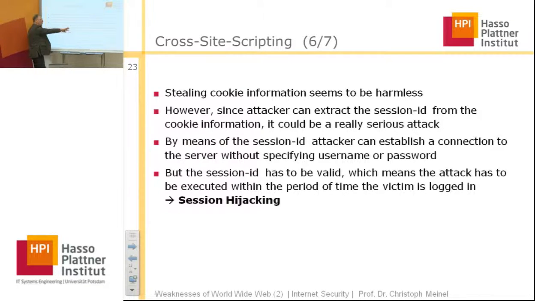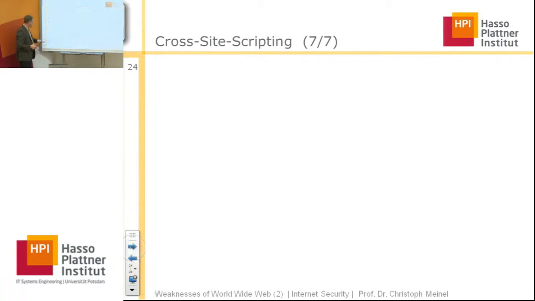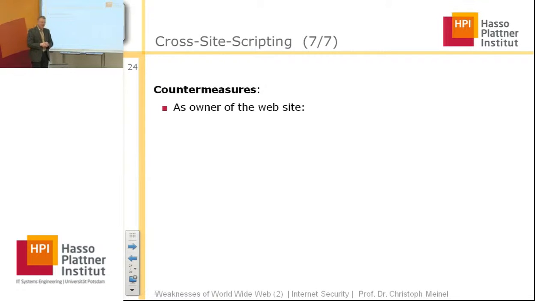And this shows that with this cross-site scripting attack, it's important for the attacker to immediately get access to this cookie. And then sometimes one speaks of session hijacking, because with the session ID, the attacker can jump into a session of the real user with a web server in the moment when he is logged in and accesses the web page. What are countermeasures against such cross-site scripting attacks?